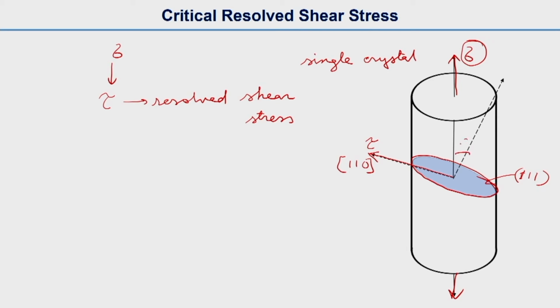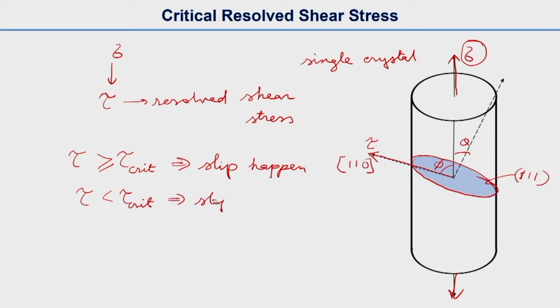If you know these angles, theta and phi, the angles made by these directions, then you can find out this tau, the resolved shear stress. If the resolved shear stress is greater than or equal to a critical value, which I will write as tau critical, then slip happens, that means the dislocation moves. If it is below tau critical, there is no slip. That is why this tau critical is called the critical resolved shear stress. It is a material property.